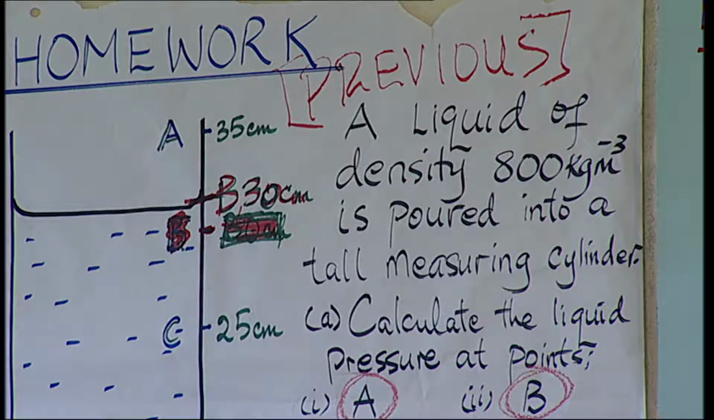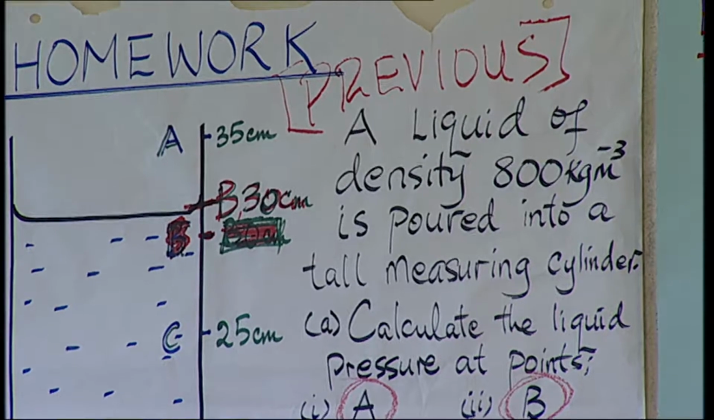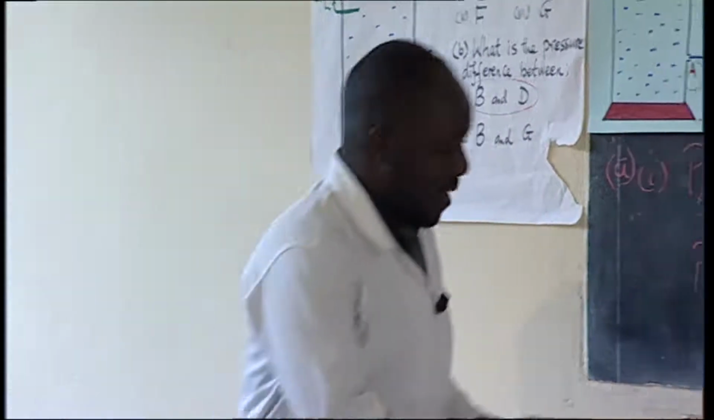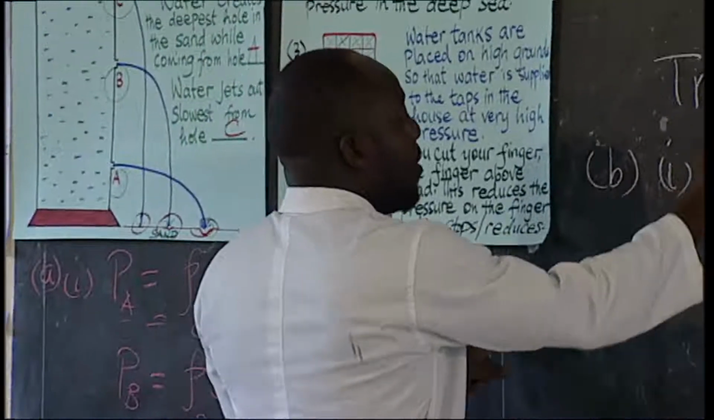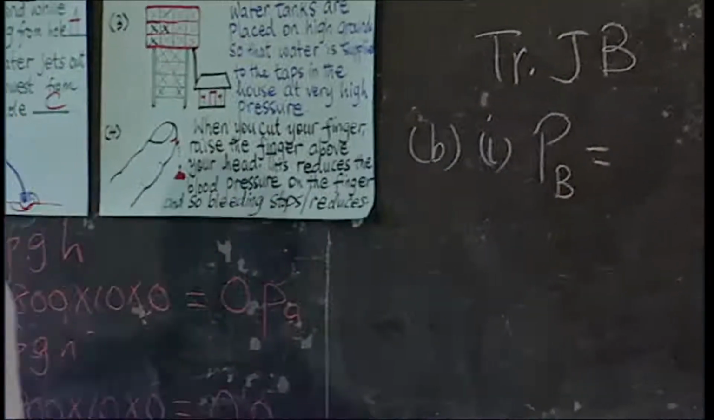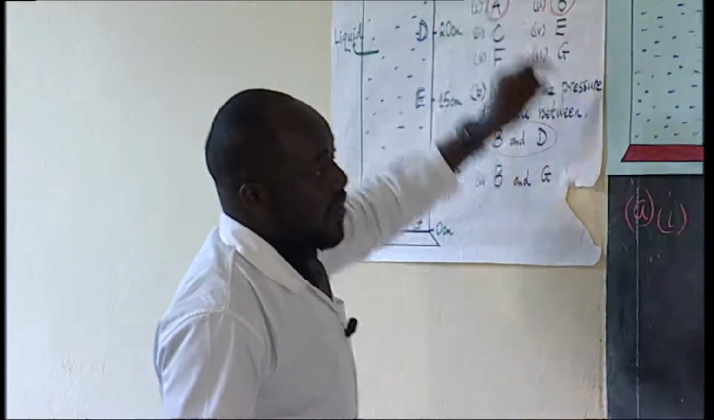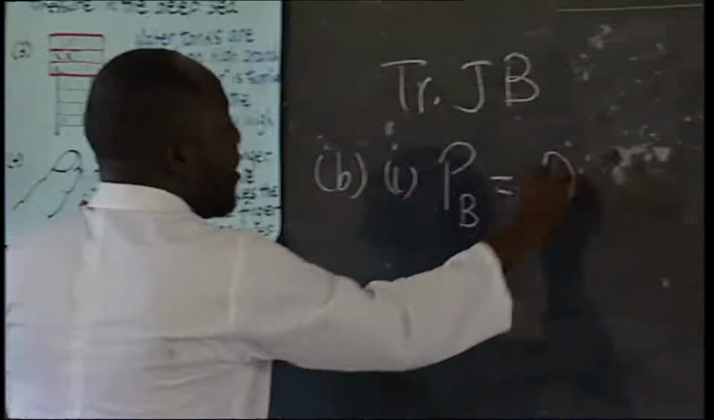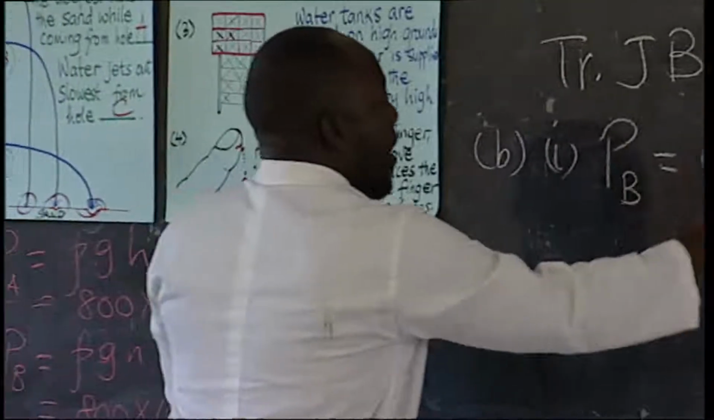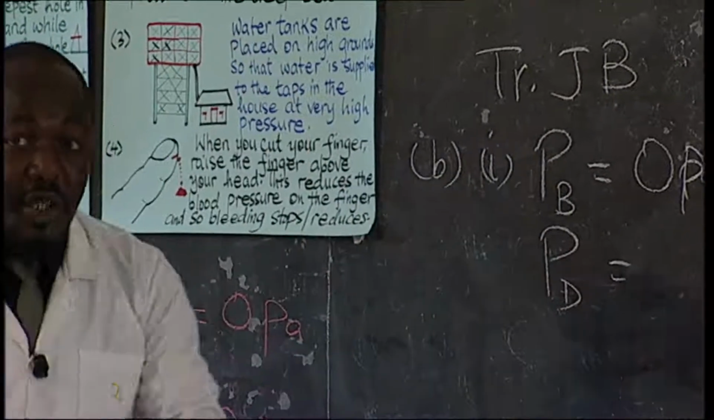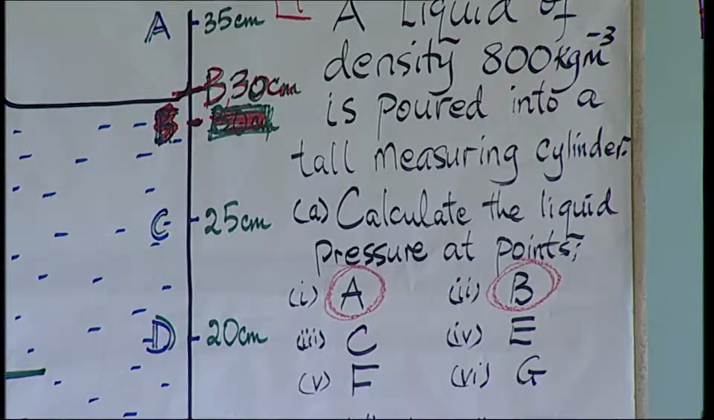Now let's look at B, Roman 1. In Roman 1, we want to get the pressure difference between B and D. Pressure at B, we have already found out. Remember, B is this point on the surface. Pressure at B is 0 Pascal. Now we want to look at pressure at point D.